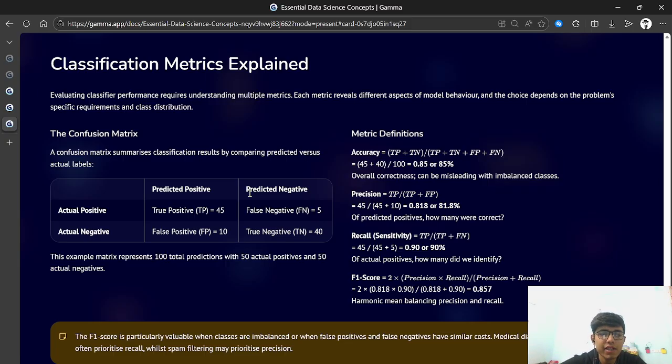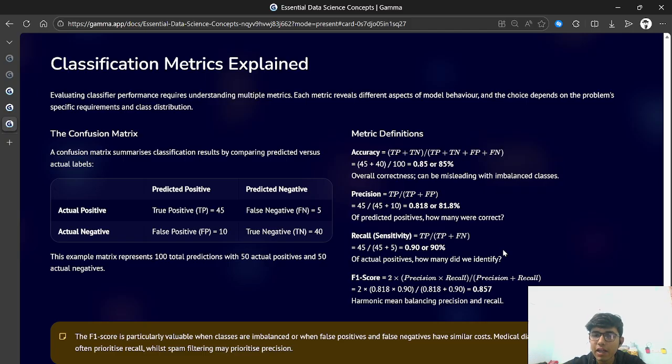F1 score provides a harmonic mean of precision and recall, and is particularly valuable when dealing with imbalanced datasets. So here we multiply the precision and recall by 2 and divide by the sum of precision and recall. That is 2 times precision times recall over precision plus recall. Instead of using the percentage value, we are going to use the fraction value. So 2 into 0.818 into 0.90 by 0.818 plus 0.90. This gives us an F1 score of 0.857. This is the harmonic mean, and it is particularly valuable for imbalanced datasets.